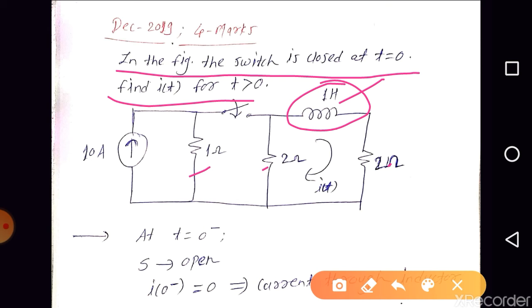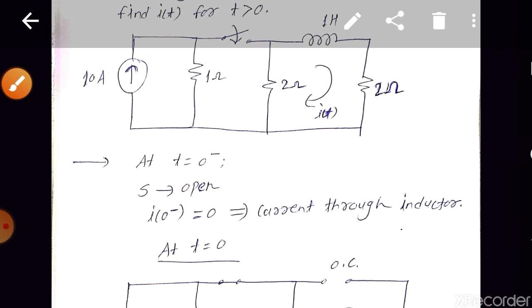So we need to check what is the status of the inductor at t equal to 0 minus, because at t equal to 0 we are closing the switch. At t equal to 0 the switch is closed. So at t equal to 0 minus the switch is open.